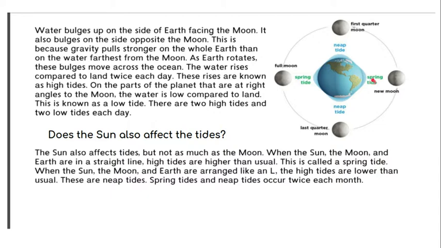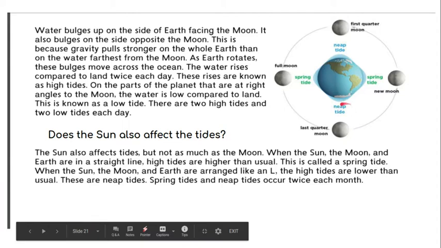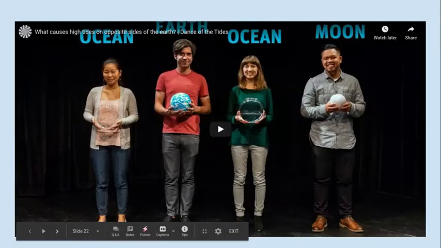So here you have the spring tides, which are higher than usual. When the sun, the moon, and Earth are arranged like an L, the high tides are lower than usual. These are called neap tides. Spring tides and neap tides occur twice each month. So not daily, but twice a month. Whereas the two low tides and the two high tides occur daily, the two normal low and high tides.